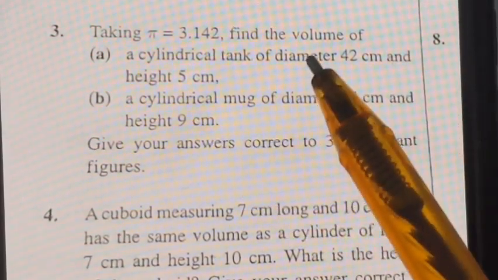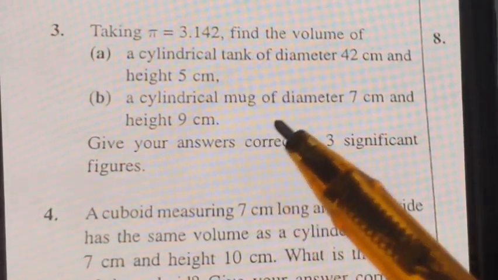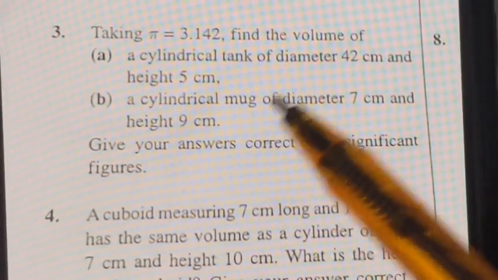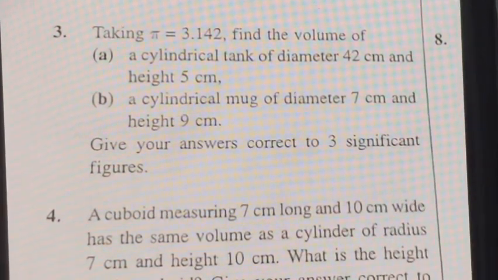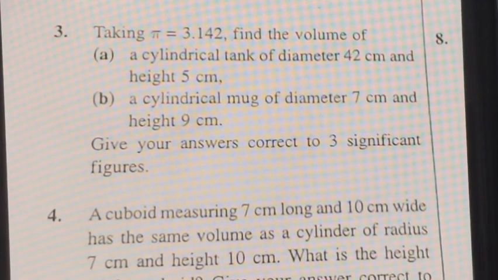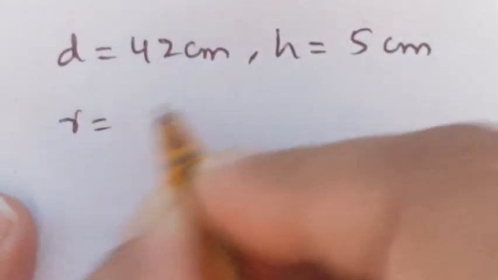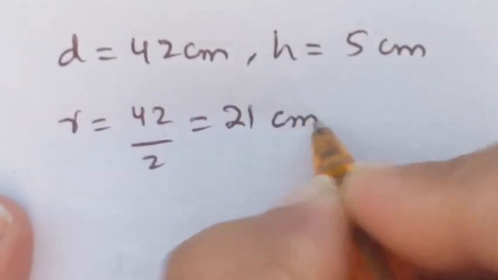So find the volume of a cylindrical tank of diameter 42 centimeters and height 5 centimeters. This time we are provided with the diameters in both cases, and in both cases we have a cylindrical shape, a tank or mug, and the diameter and the height are given, and we have to write the answer correct to three significant figures. So we'll do the same thing. Since the diameter is given but we use the radius, first we will divide it by 2 and we will get the radius, which is 21 centimeters, right?